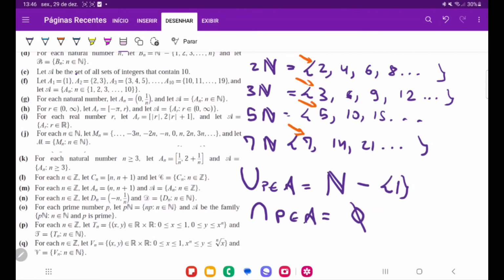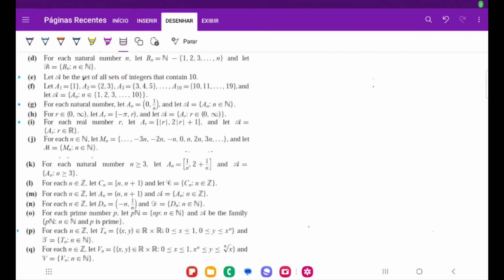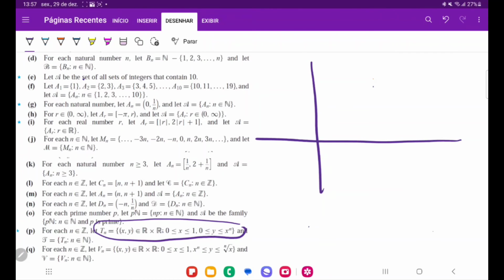And now let's do item P. So for item P, this is a little bit more challenging because we have a Cartesian product, but we can do it. So each t is going to be indexed by the natural number. So we're going to have t1, t2, t3, t4, and so on. And now let's look at how these sets look. So this is a Cartesian product. So I'm going to put this out on the plane.